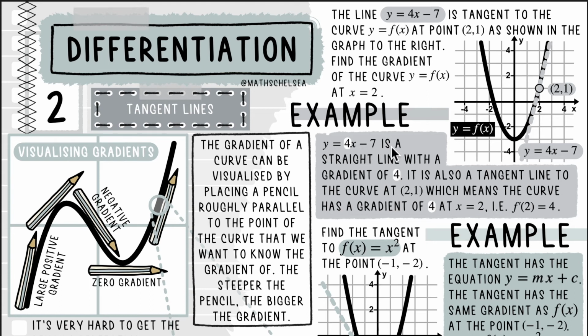So here we go. y equals 4x minus 7 is a straight line, so it must have gradient 4, because we know that straight lines come in equations of the form y equals mx plus c, where m is the gradient. We also know that line is tangent to the curve at the point (2, 1). This means that the gradient of the curve at x equals 2 is the same as the gradient of y equals 4x minus 7 at x equals 2. Well, the gradient of the tangent line is 4 no matter what point. Therefore, the gradient of the curve at x equals 2 is 4, i.e. f dash of 2 is equal to 4.